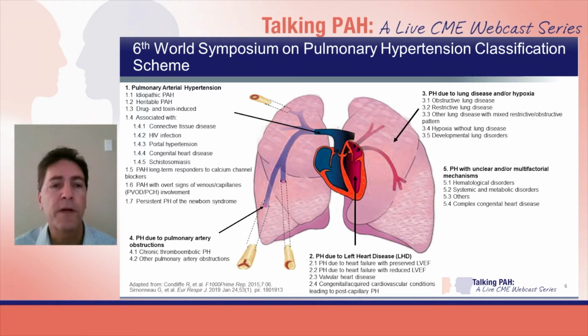And as a reminder, there are different groups of pulmonary hypertension. We're focusing on group 1 pulmonary arterial hypertension, which is essentially not group 2, group 3, group 4, or group 5.